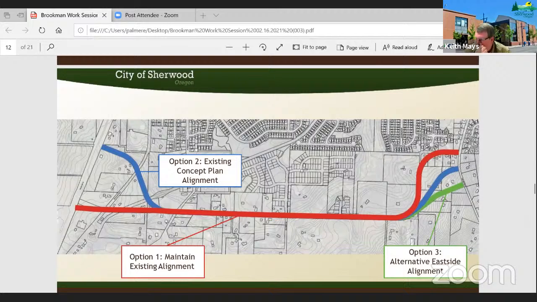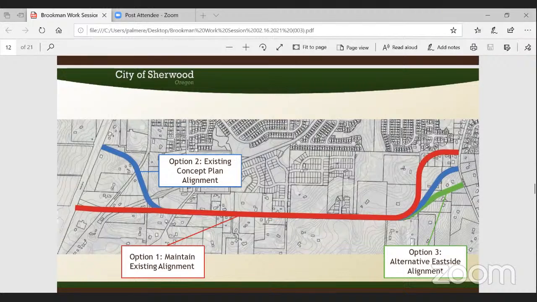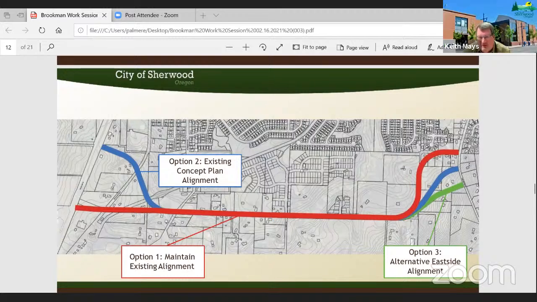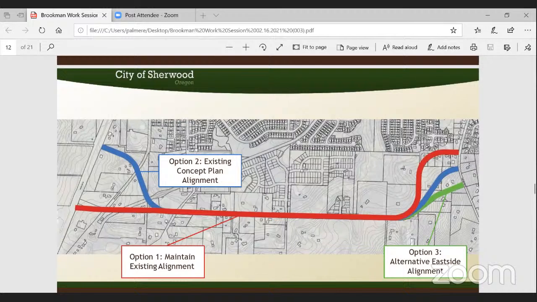And do we have a similar letter already from ODOT Rail? So ODOT Rail and ODOT Region 1 and 2 are working on a combined letter of comments. So no, not yet. They're working on it. Yeah, correct. I do have one more question, Mayor.